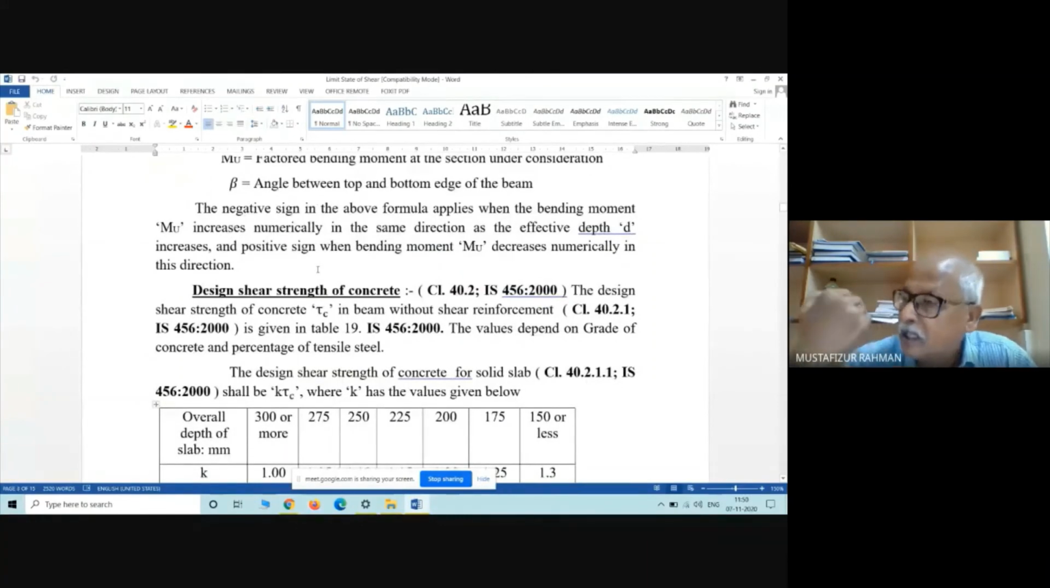Shear stress induced, shear stress capability. Now what is happening? If tau V is less than tau C, that means induced shear stress is less than the capability of the shear stress. Whether the section is in danger or is it safe? Anyone? Shear stress induced is less than shear capacity of the section.